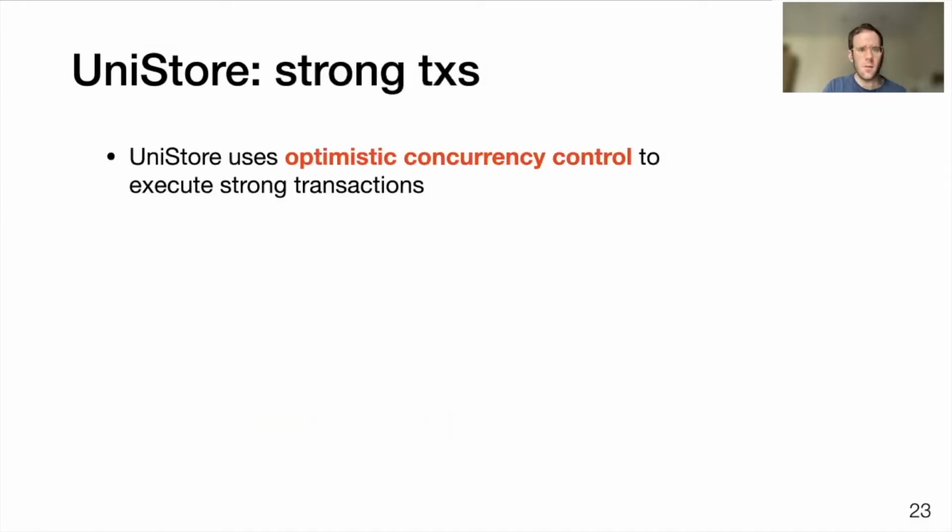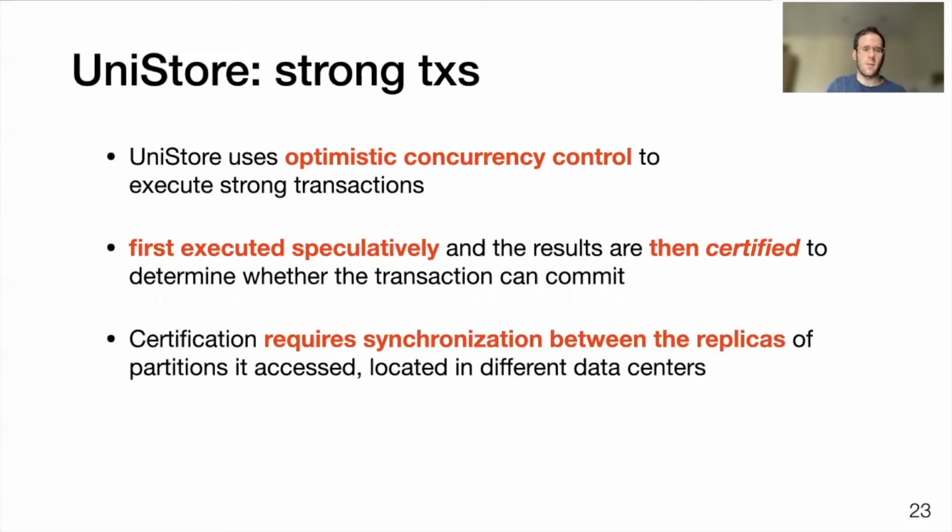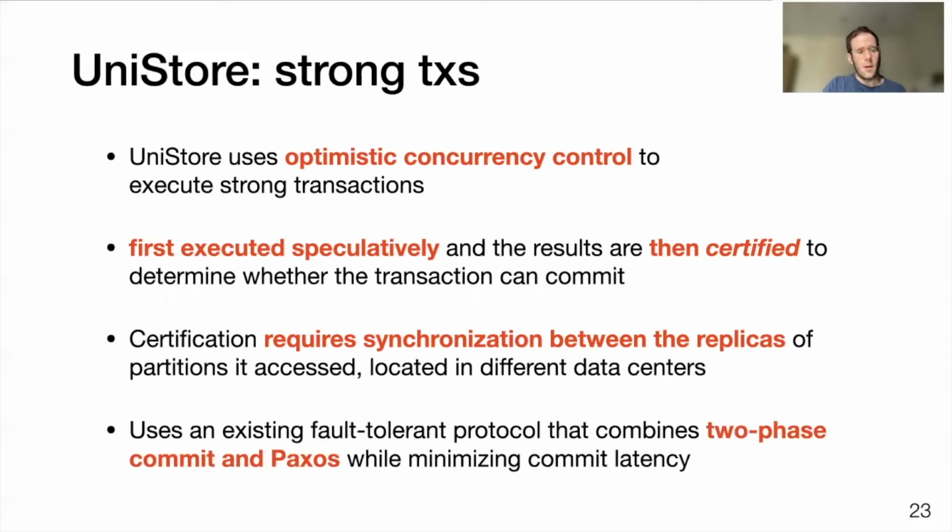Strong transactions are executed under optimistic concurrency control. This means that these are first executed speculatively, and the results of this execution are then certified to determine whether the transaction can commit or not. Of course, this certification requires synchronization between all replicas. And in UniStore, we use an existing fault-tolerant protocol that combines two-phase commit and Paxos.